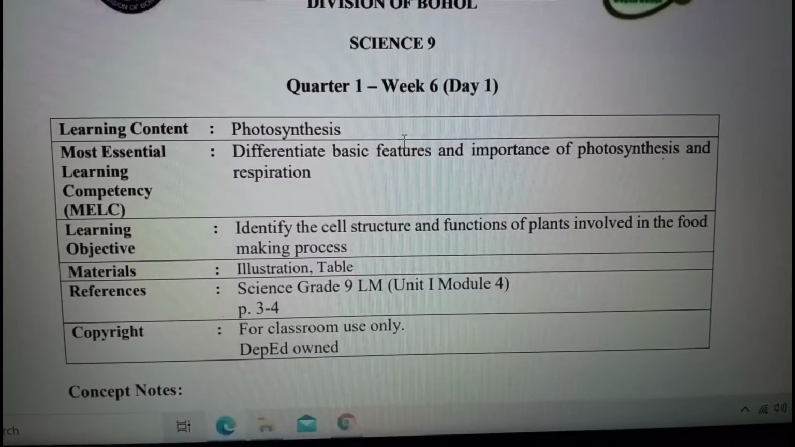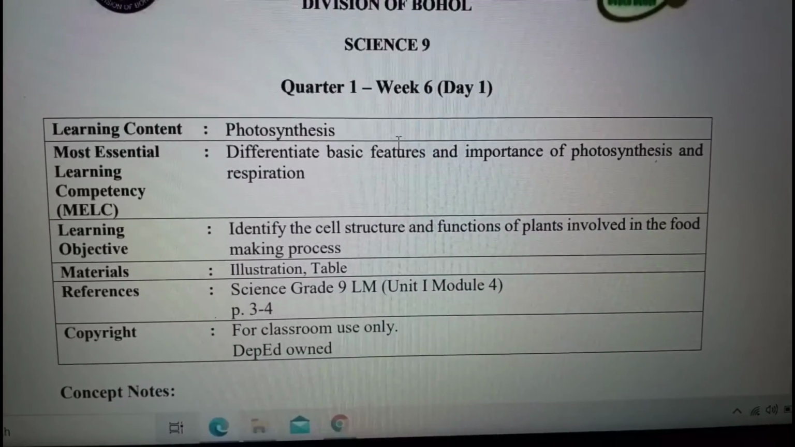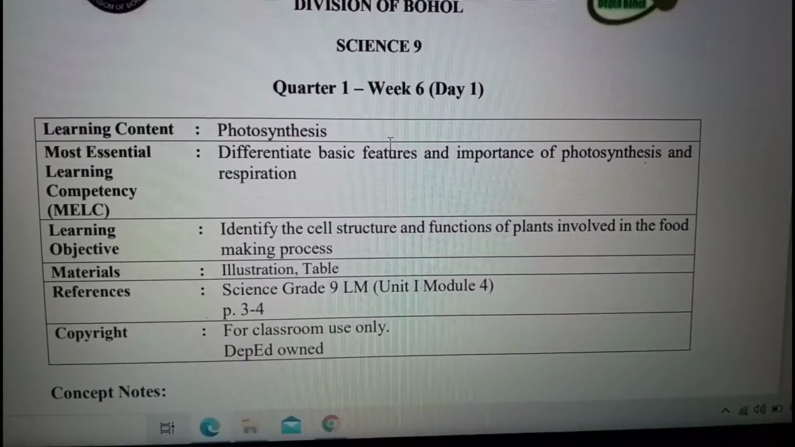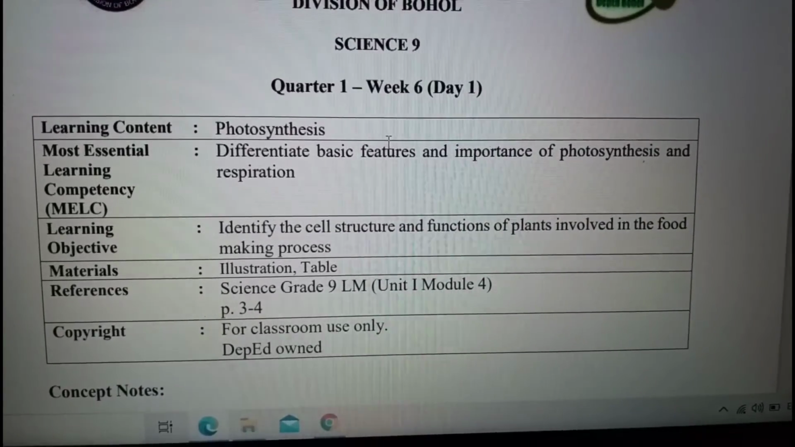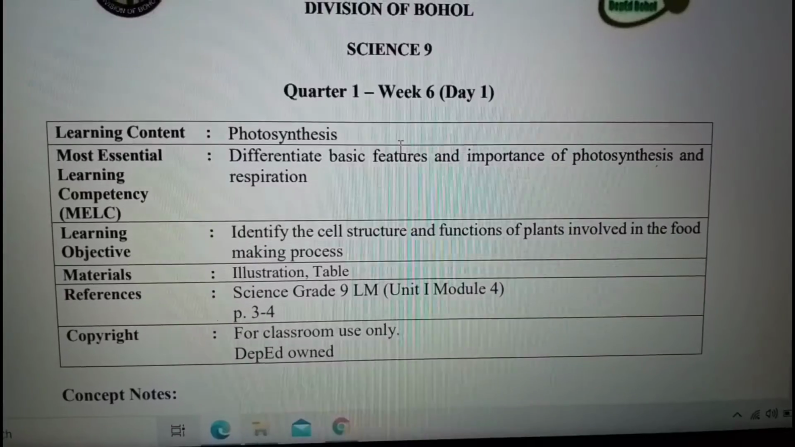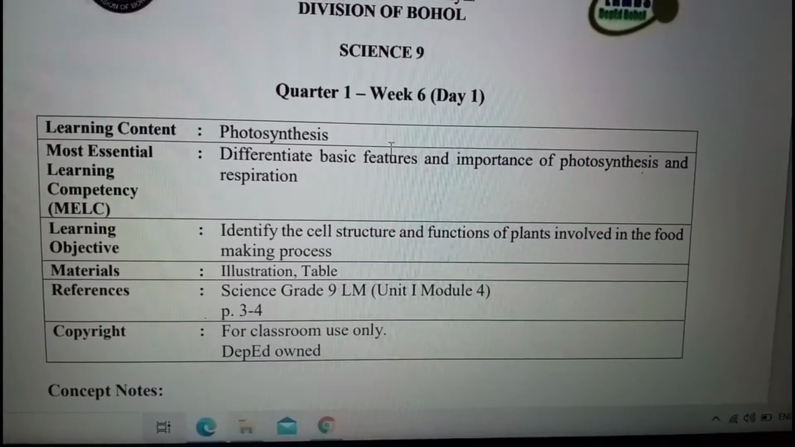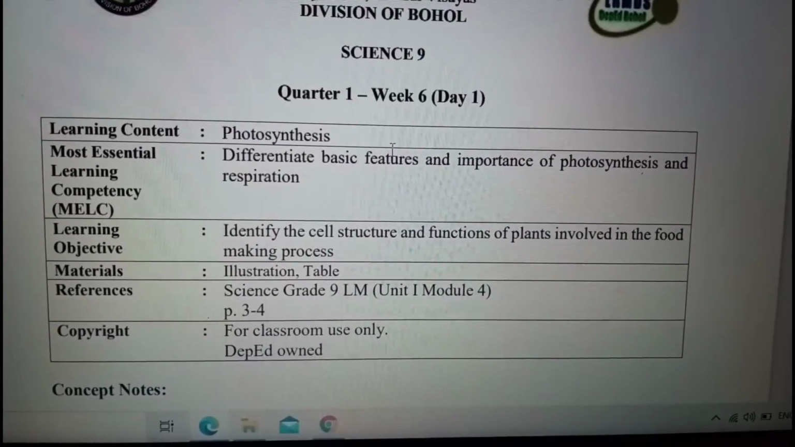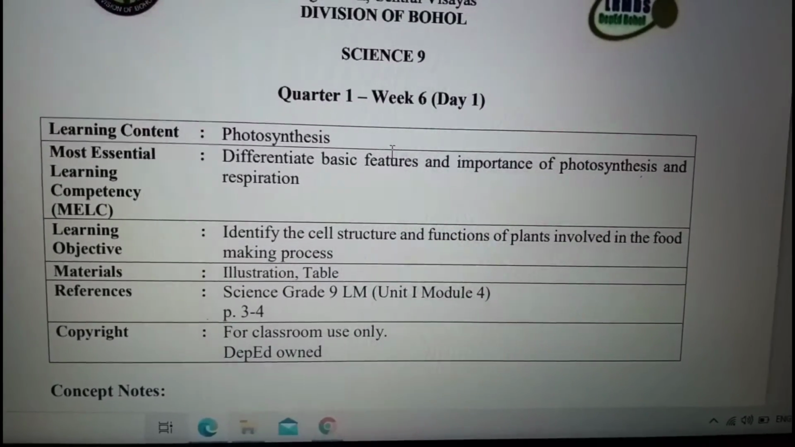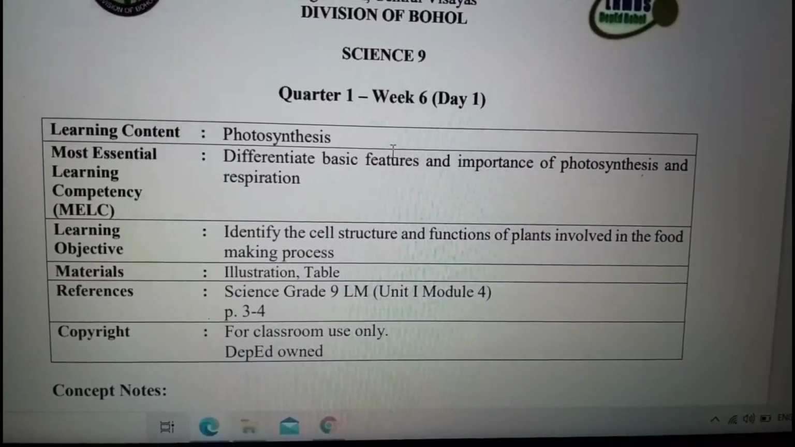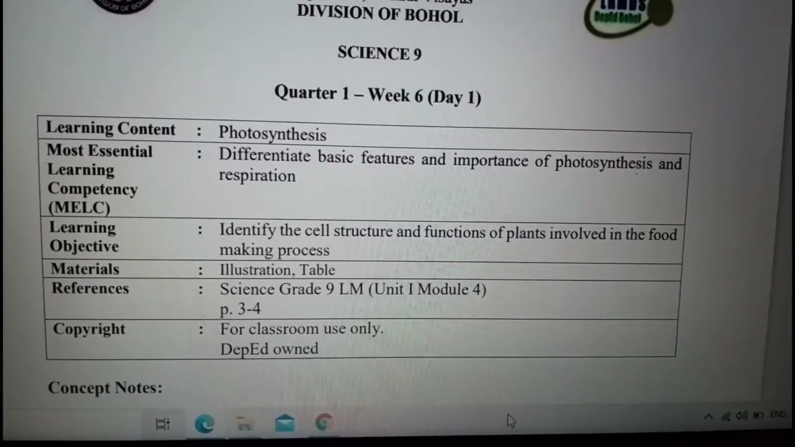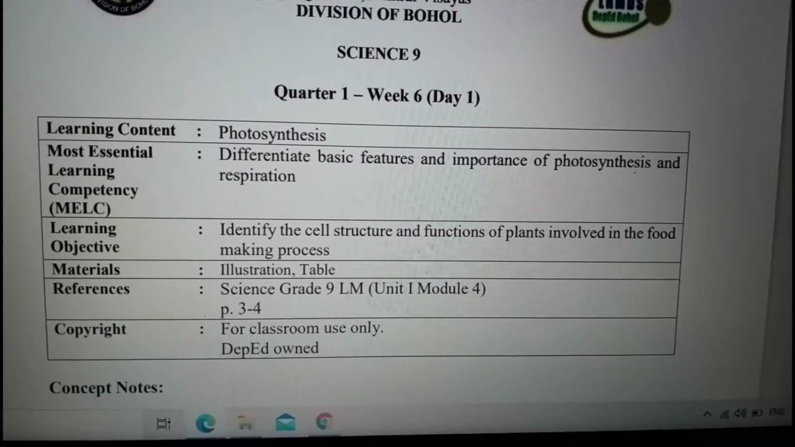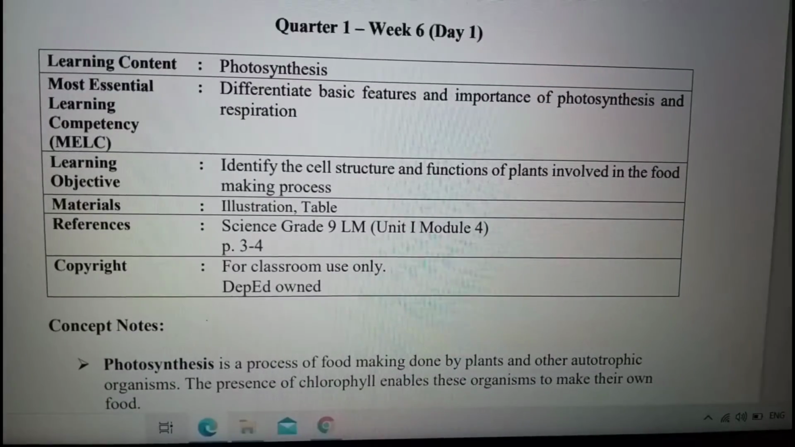So the learning competency is to differentiate basic features and importance of photosynthesis and respiration. At the end of this lesson, you will identify the different cell structures and functions of plants involved in the food making process. Food making is called photosynthesis.